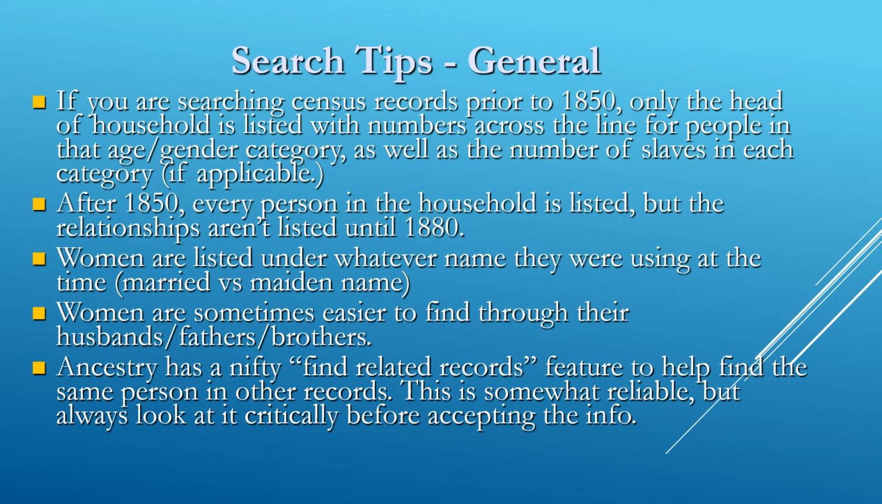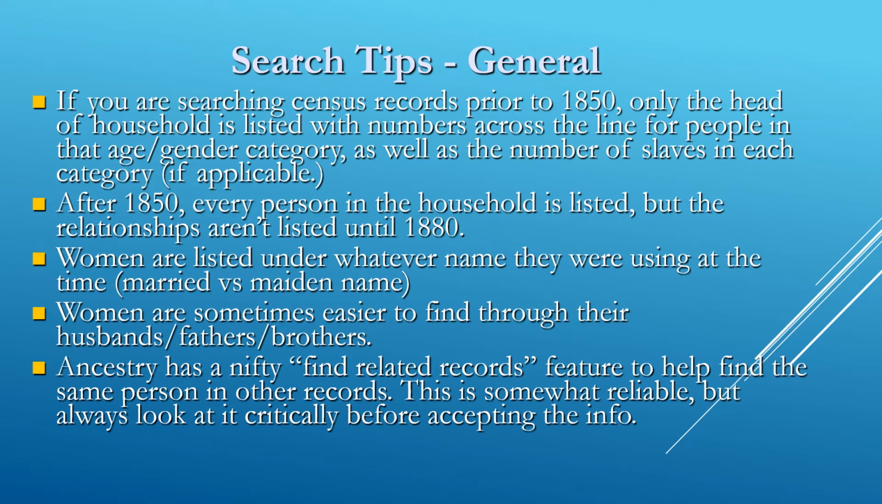If you're searching the census records prior to 1850, only the head of household is listed with numbers across the line for the number of people in each age and gender category, almost like a spreadsheet, as well as the number of slaves in each category if it's applicable. After 1850, every person in the household is listed, but the relationships aren't listed until 1880. So John and Mary could be husband and wife, or they could be brother and sister, or they could be father and daughter. You can't tell until 1880.